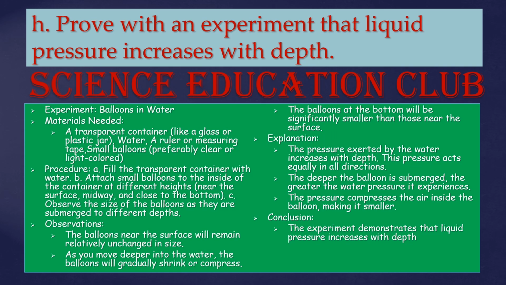Prove with an experiment that liquid pressure increases with depth. Experiment: balloon in water. Material needed: a transparent container like a glass or plastic jar, water, a ruler or measuring tape, small balloons preferably clear or light colored. Procedure: fill the transparent container with water. Attach small balloons to the inside of container at different heights. Observe the size of the balloons as they are submerged to different depths.